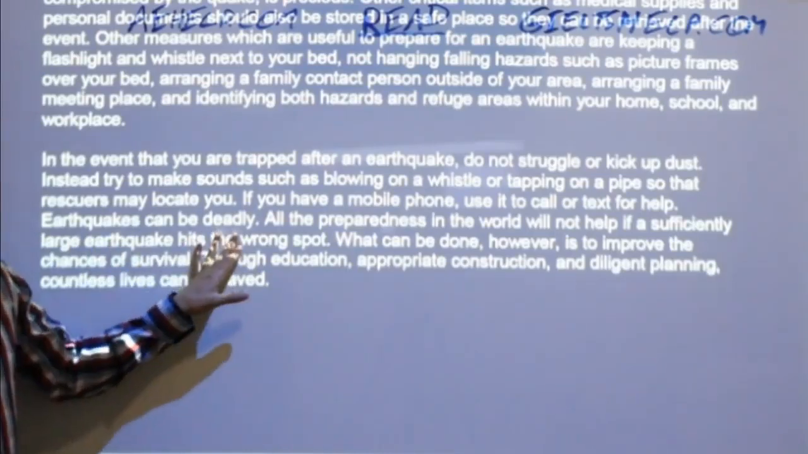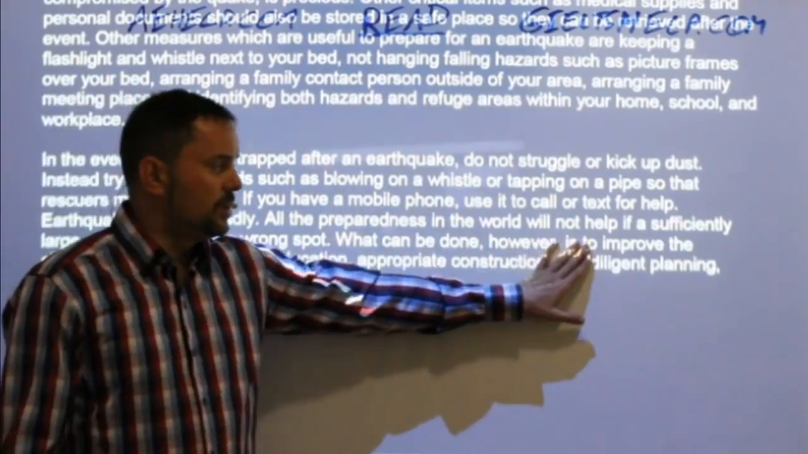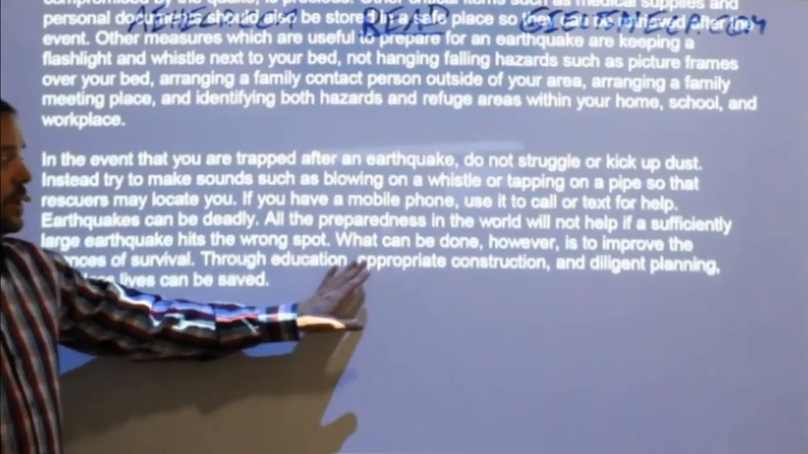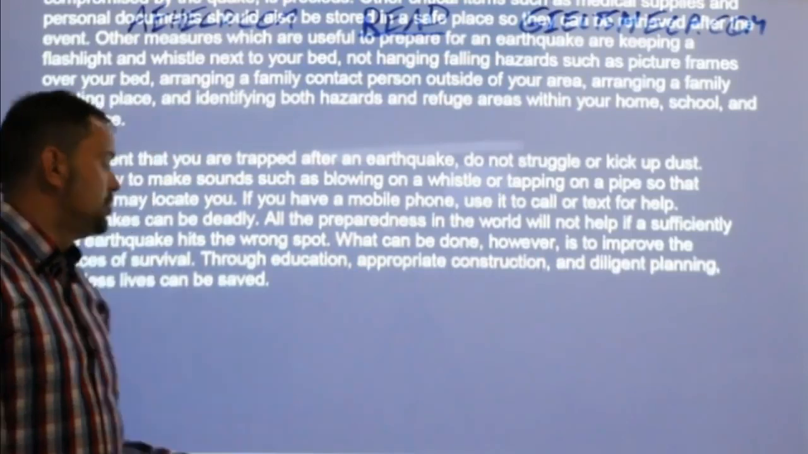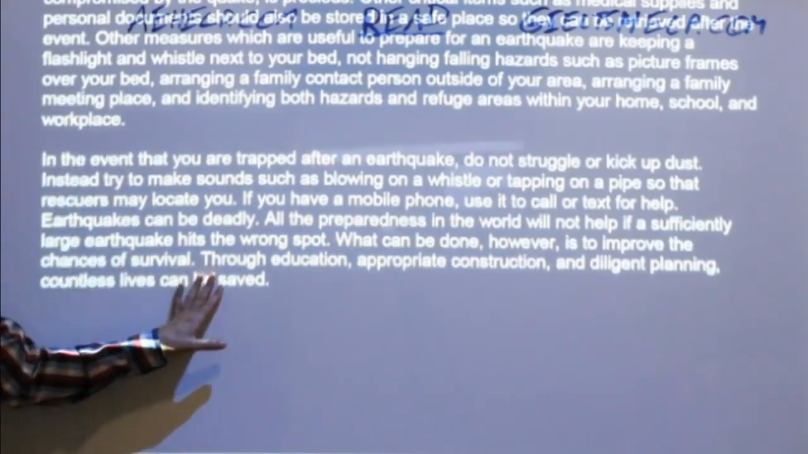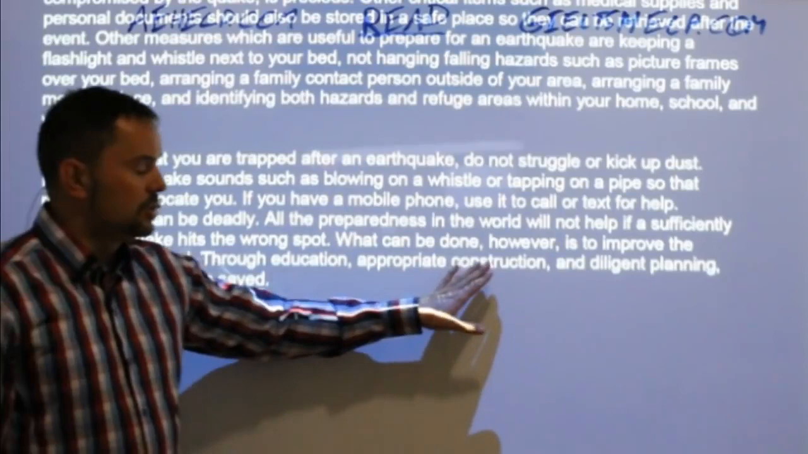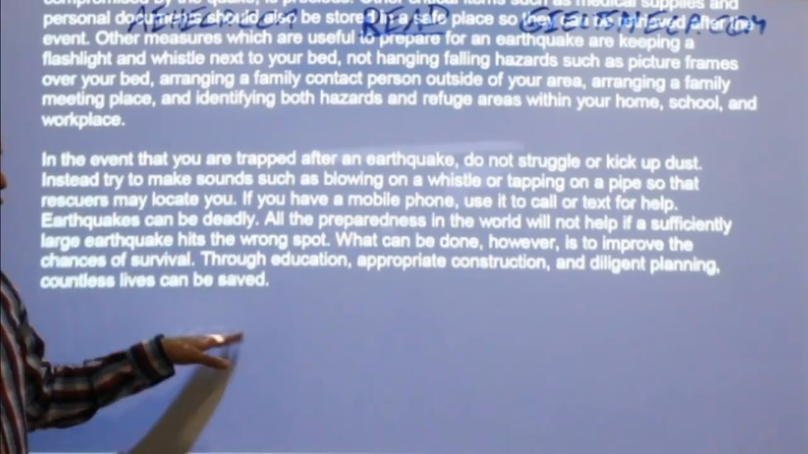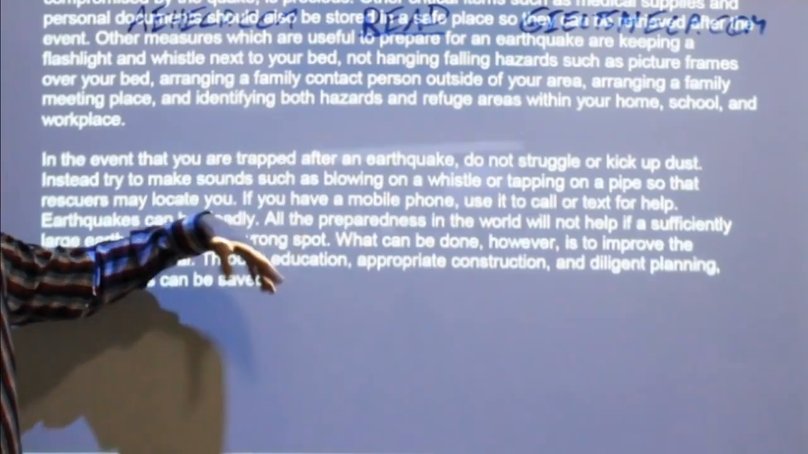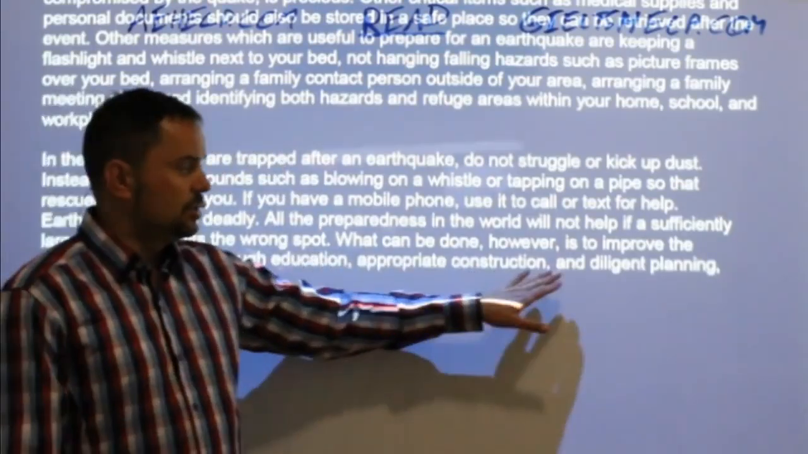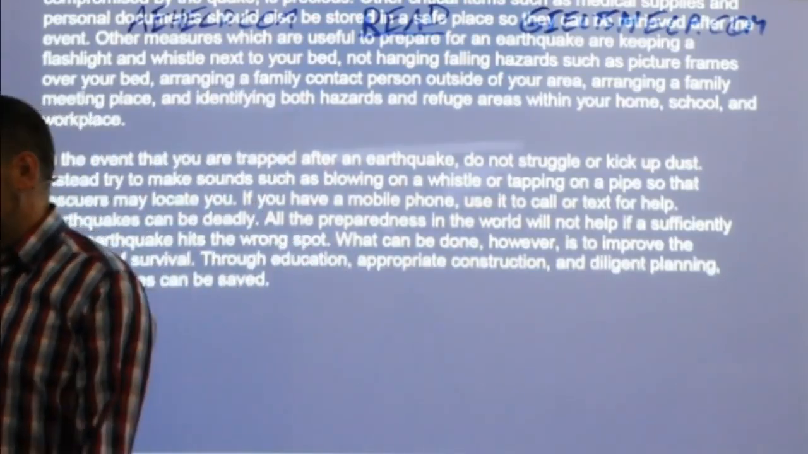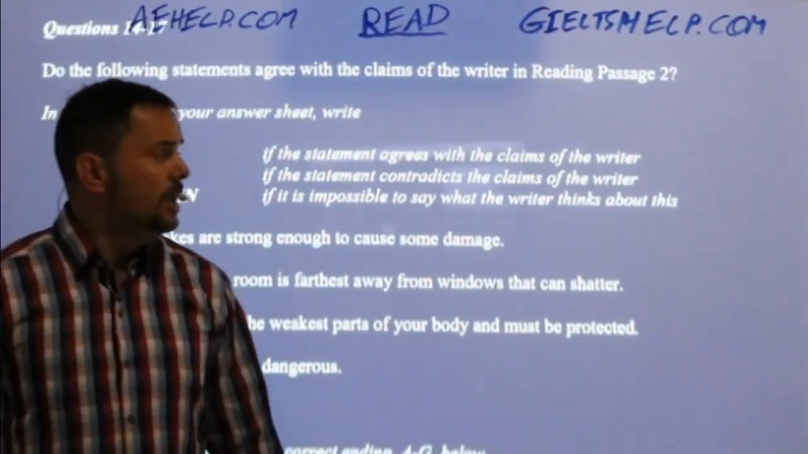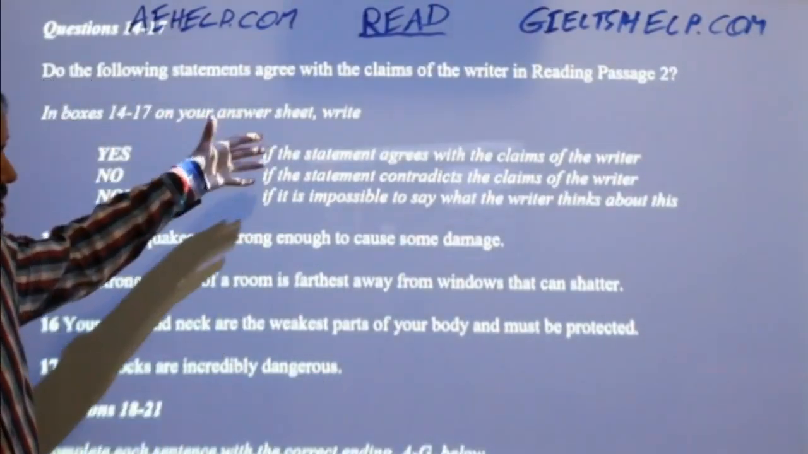Earthquakes can be deadly. All the preparedness in the world will not help if a sufficiently large earthquake hits the wrong spot. What can be done, however, is to improve the chances of survival. Through education, appropriate construction, and diligent planning, countless lives can be saved. So there is the conclusion. They strengthen those points: education, construction, and planning. All right, now that I've read the passage, I can answer the questions.